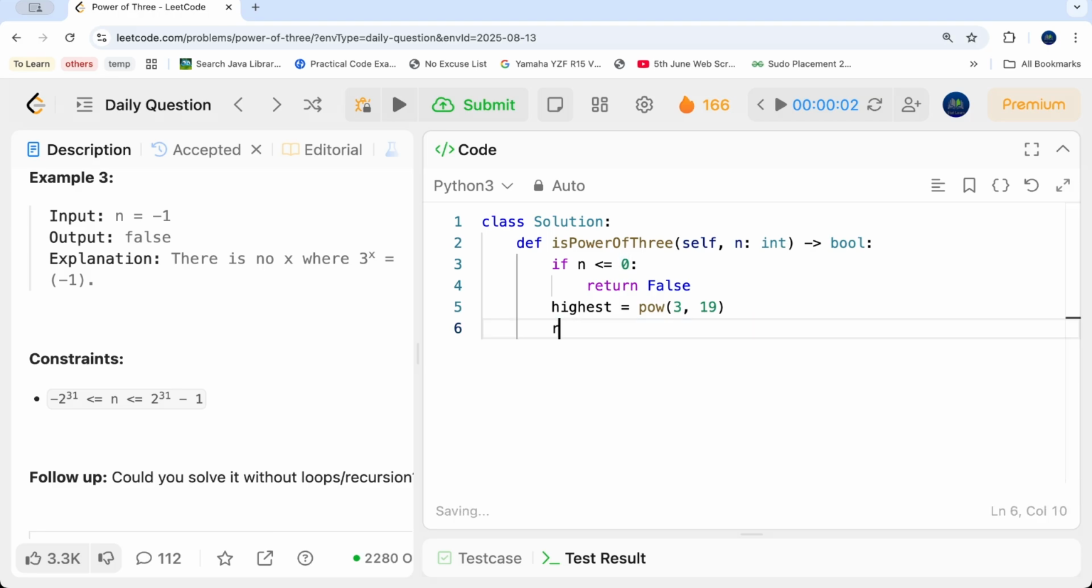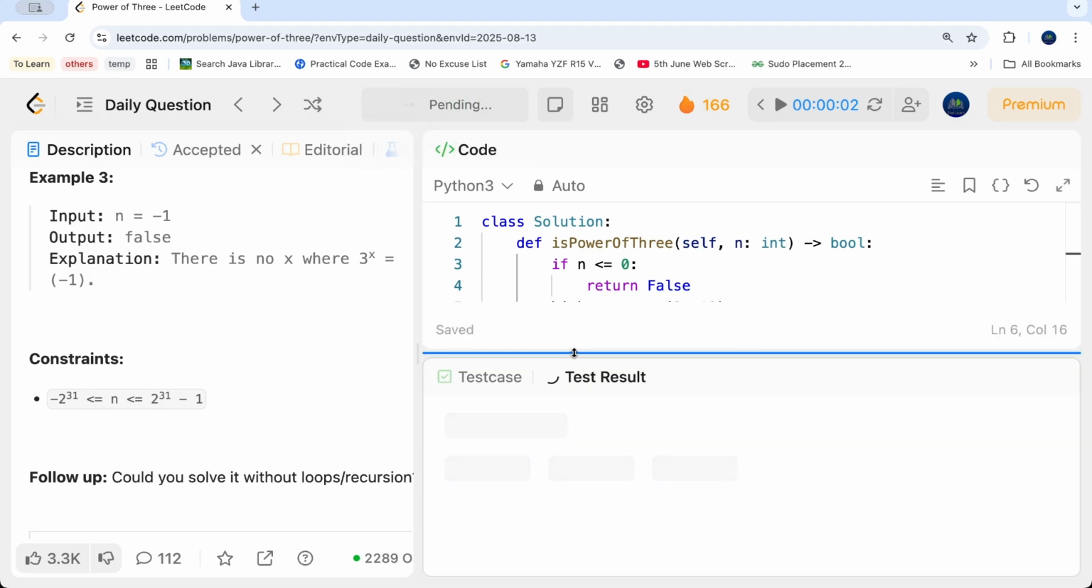So what we can do is return highest mod n, because we know the highest is always a power of 3, since it is equal to 3 to the power 19. This will be equal to 0. If this condition is true, it means n is a power of 3, and that is why it is able to divide highest. If n is not a power of 3, it will not be able to divide highest, and we are going to return false. So this is simple maths to solve this particular problem.